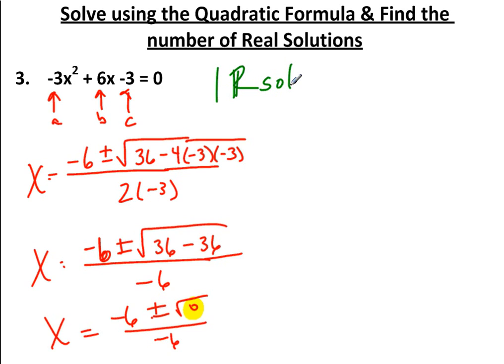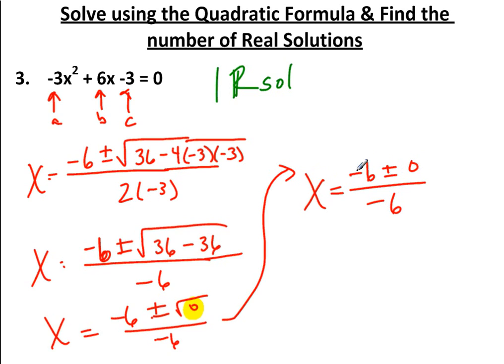And the reason we only get one real solution is because if I simplify this, x equals negative 6 plus or minus the square root of 0 is 0. Negative 6 plus 0 is negative 6, and negative 6 minus 0 is still negative 6. So negative 6 divided by negative 6 gives me just a single answer of x equals 1.